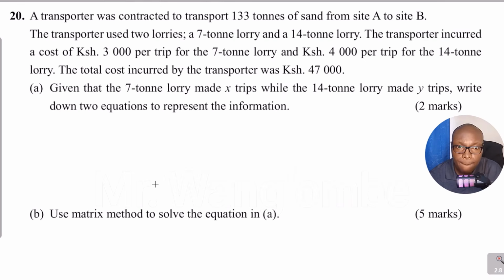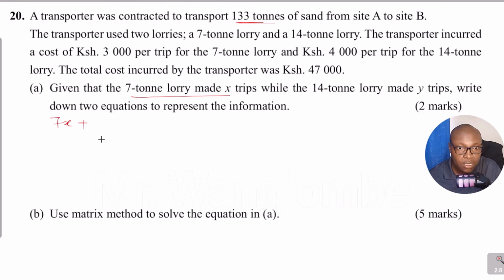Now the first equation will come from the first statement. The transporter was contracted to transport 133 tons. So how do you get the total number of tons from the two lorries? You're given that the 7-ton lorry made x trips. So that means that in one trip, it transports 7 tons, because it is a 7-ton lorry. So what about for x trips? It will carry 7 multiplied by x. That is the total number of tons carried by the 7-ton lorry.